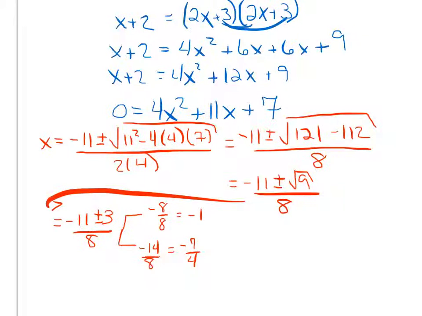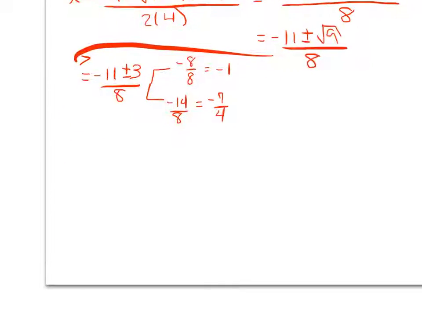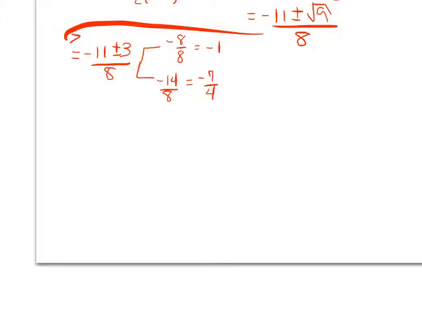Now, I'm going to come way back up here. And remember I said that extraneous solutions occur when a variable is raised to a power. I raised a variable to a power. I raised an expression involving a variable to a power. So I'm going to have to check to make sure both of my solutions actually work and that neither of them are extraneous. So I'm going to roll back down here. I'm going to rewrite my original problem out because you can't see it. I can't keep them both on the same screen. So my original problem was the square root of x plus 2 minus 3 equals 2x.